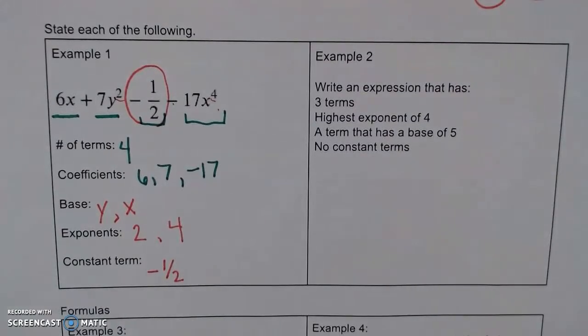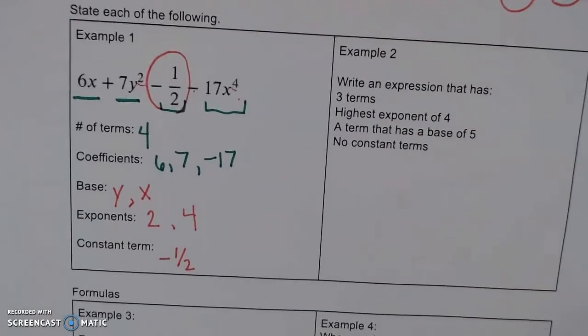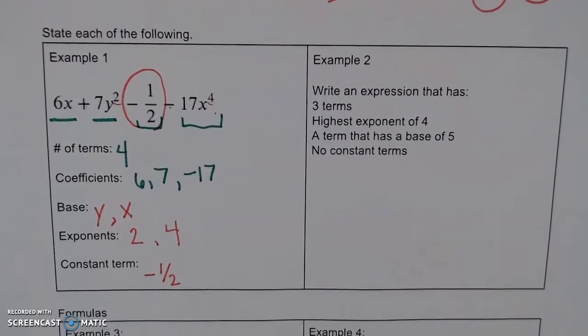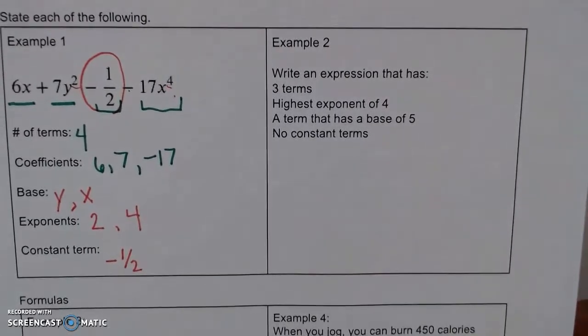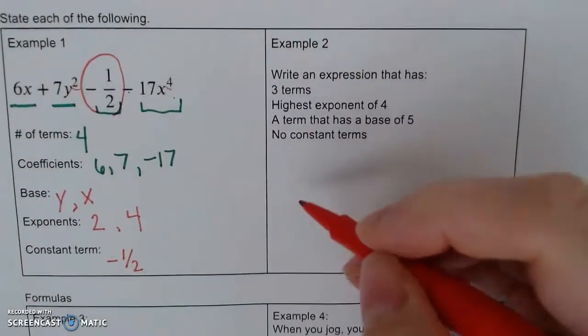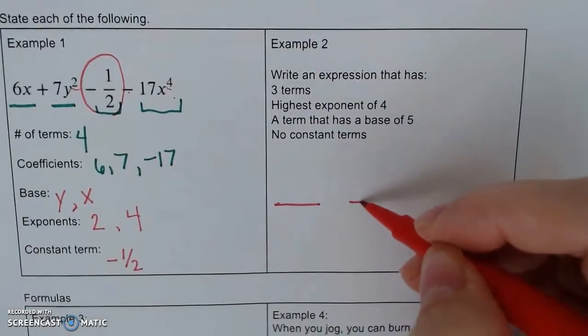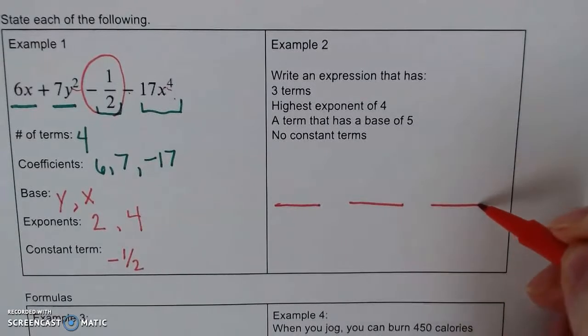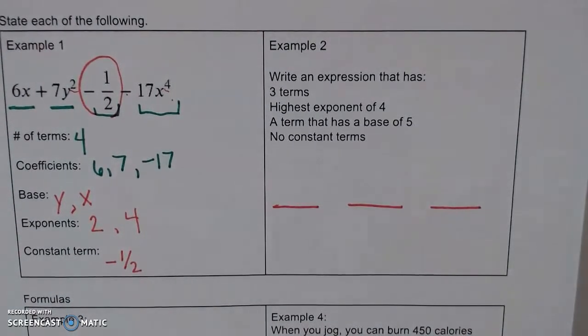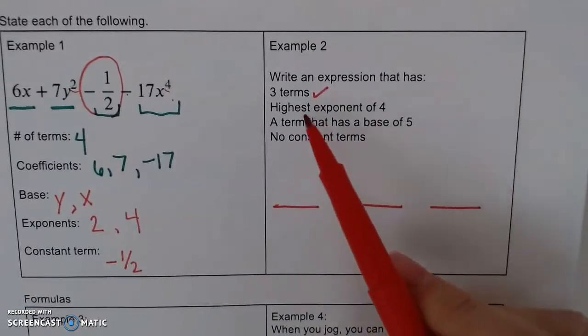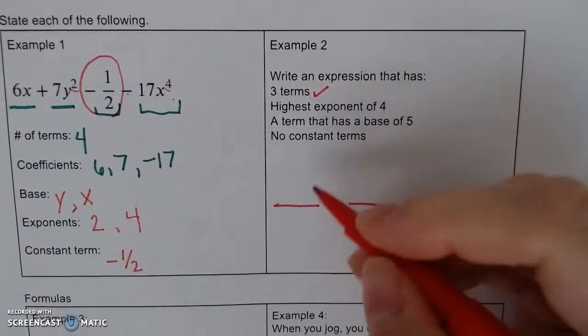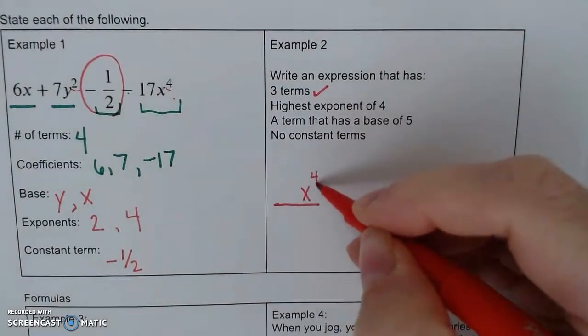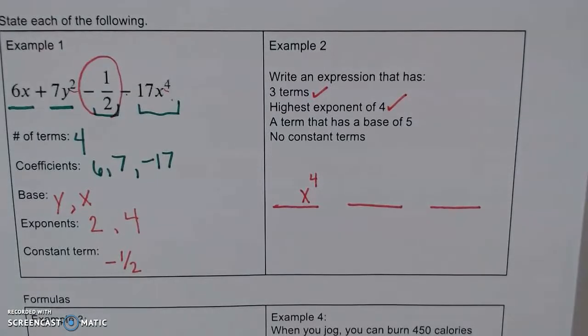Okay? All right, so example 2, there's going to be tons of right answers. So first thing I want to do is it says write an expression that has 3 terms. So I'm going to leave little blanks. And I know between them I can put a plus or a minus, but let's see if we have any other requirements. So that one's done. I want the highest exponent to be 4, so I'm going to make something x to the 4th. And then I just got to remember everything else needs to be lower.